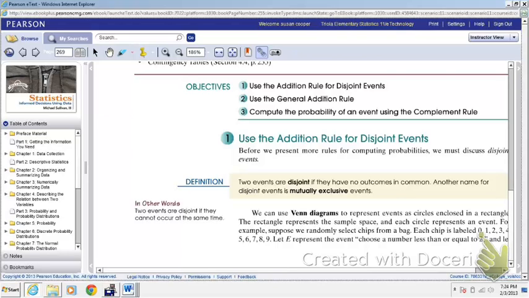Okay, so in this podcast, we're going to continue learning about the rules of probability. To be specific, just highlight here, we're going to use the addition rule for disjoint events. We're going to use the general addition rule, and we're going to compute the probability of an event happening using the complement rule.